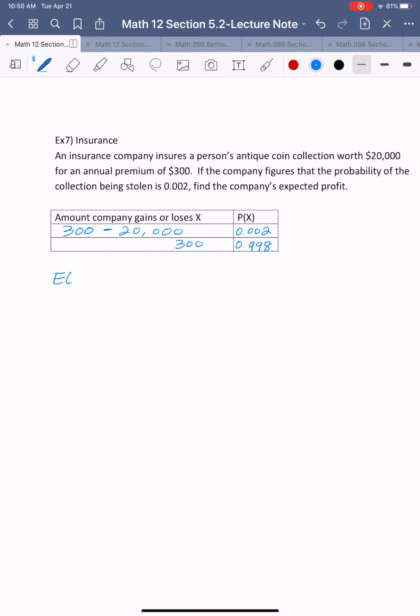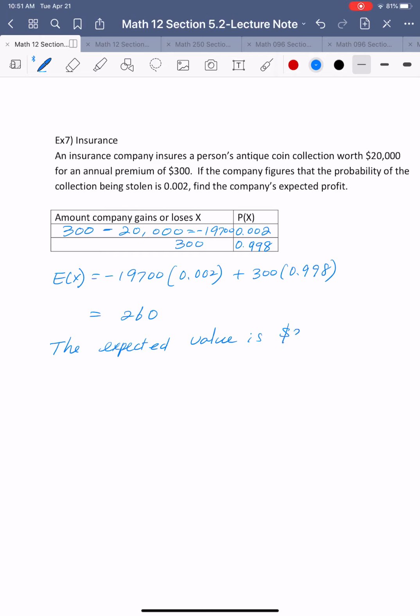So in order to find the expectation, the loss becomes negative 19,700. So negative 19,700 times 0.002 plus 300 times 0.998, and then you get 260, which is the expected value for the company, 260 annually. Okay, so that's why the insurance company makes money. All right, thank you for listening.